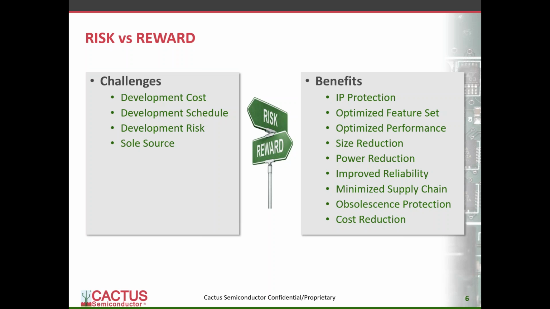Obsolescence protection. You're engaging directly with a company to design your ASIC. They have a vested interest, and you're going to be able to work with them directly in terms of any type of supply concerns. Whereas if you're buying a standard product, you might get a notice that just says, hey, we're obsoleting this part in a few months, you're done. And of course, we already talked about cost reduction. So you have to trade off that cost reduction of the ASIC versus all those discretes and the assembly from the development costs. And when will you get a return on investment?